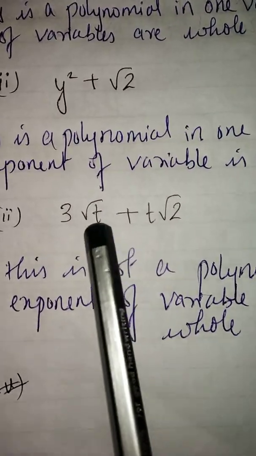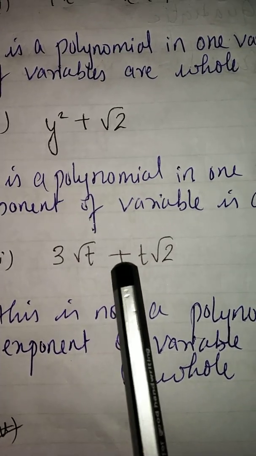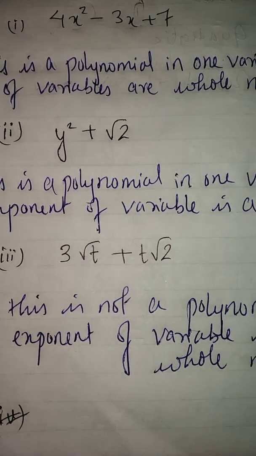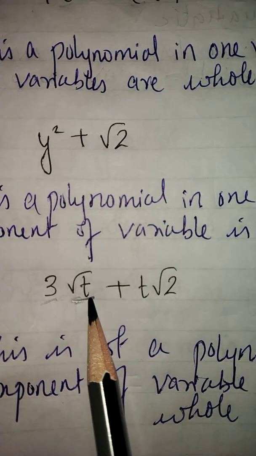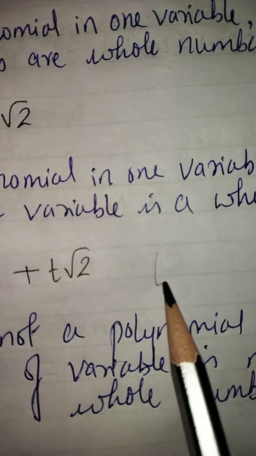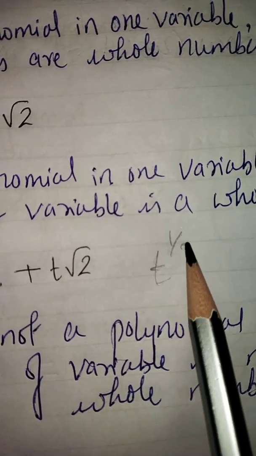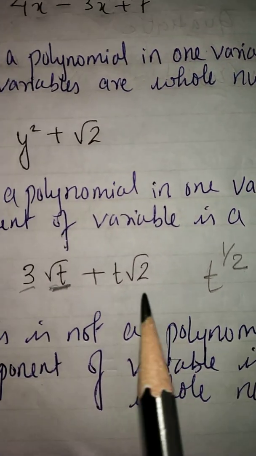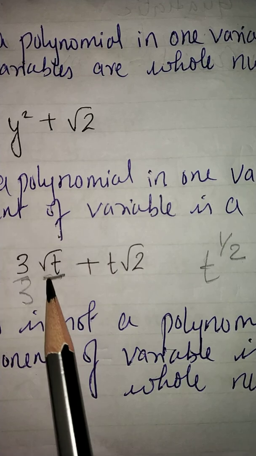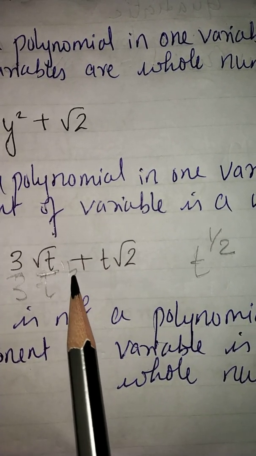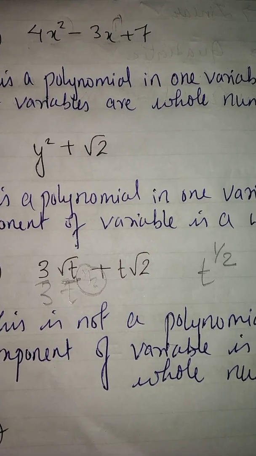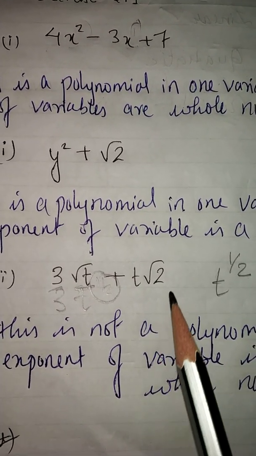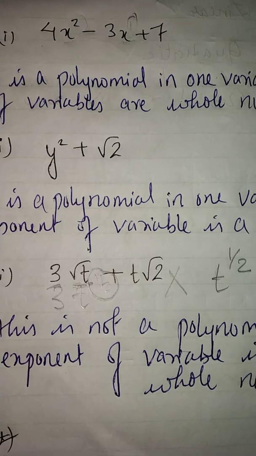And the third question is 3 root t plus t root 2. Now in this case, this is your 3 and this is root t. Now students, what is root t? We replace root with half, right? This is 1 by 2. Now see, this will become 3t to the power 1 by 2. Do you think half is a whole number? No, it's not a whole number. That means this is not a polynomial.